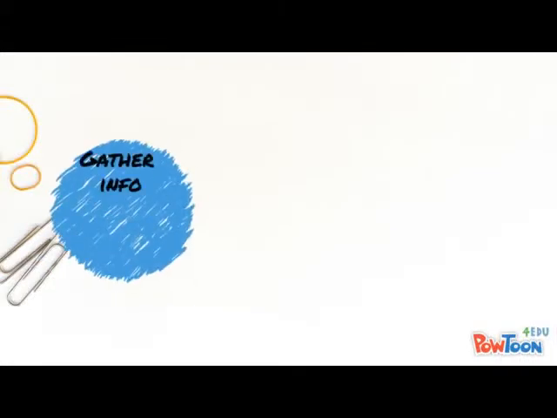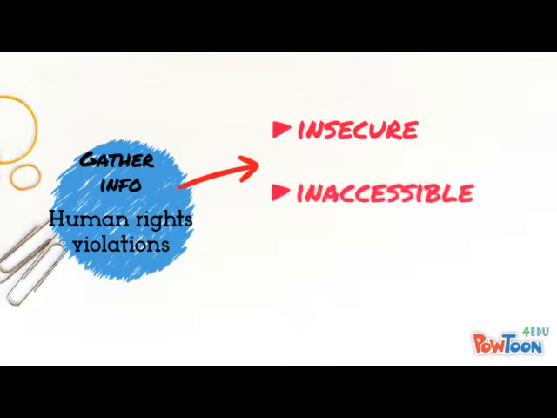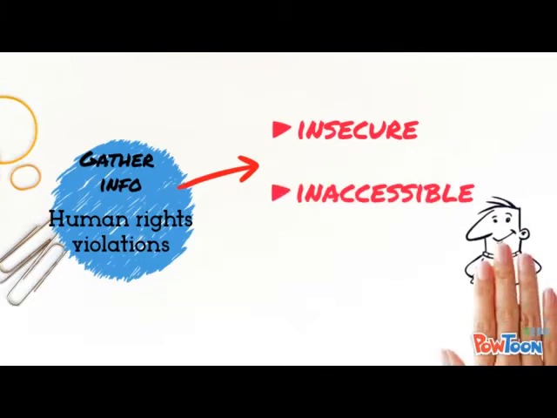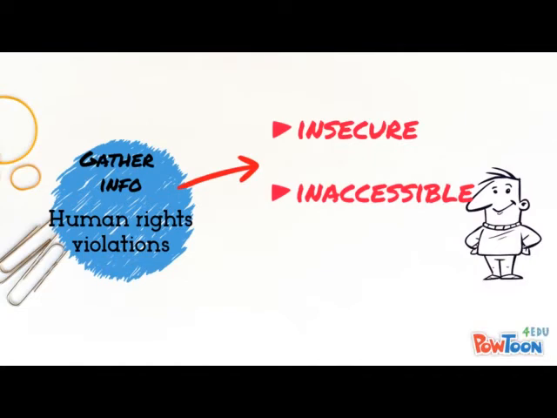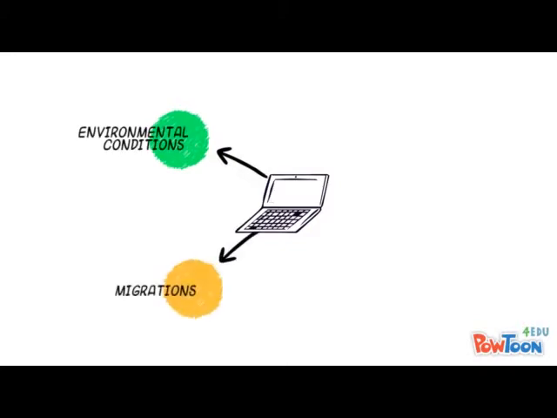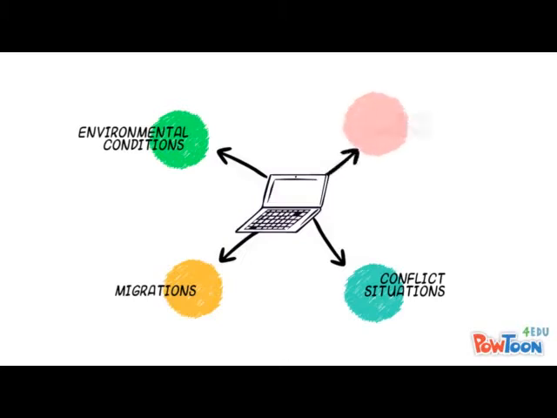Technology also helps in gathering information for documenting human rights violations, especially from areas that are insecure and inaccessible. The government can take immediate action to support human rights defenders and people who need help. There's a vast amount of data available on the internet, such as environmental conditions, migration, and conflict situations, which can be used to analyze key trends and provide early warnings for critical issues.